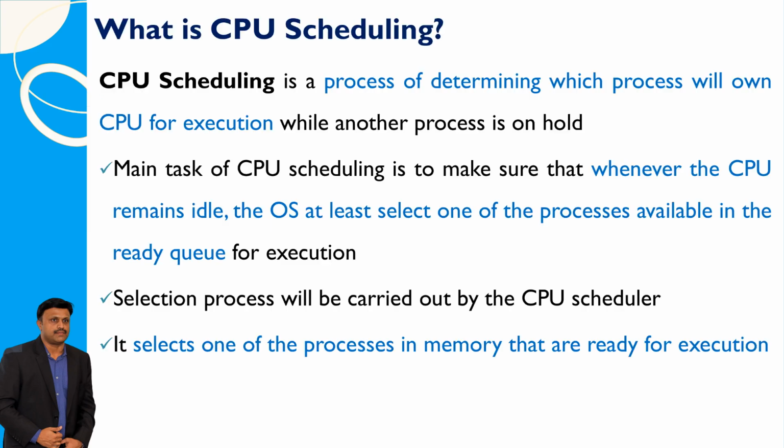CPU scheduling. CPU scheduling is the vital process of determining which process gains control of the CPU for execution while other processes wait. Its primary objective is to ensure that whenever the CPU is available, the operating system selects a process from the ready queue for execution. This selection is orchestrated by the CPU scheduler, which picks a process from memory that is prepared for execution.